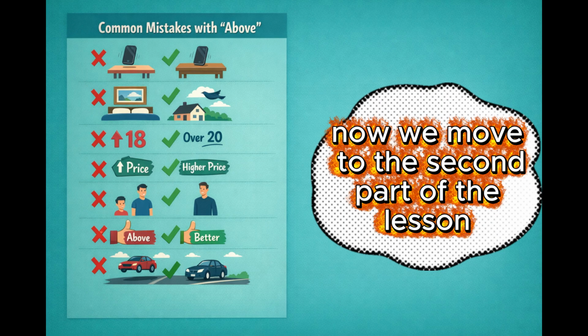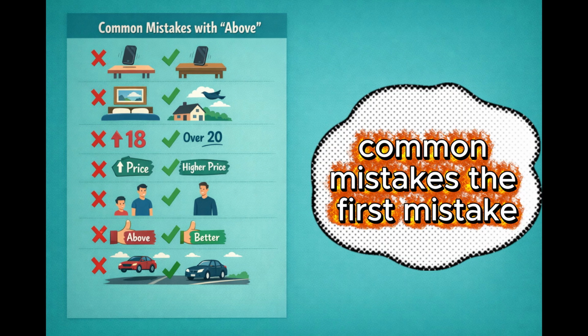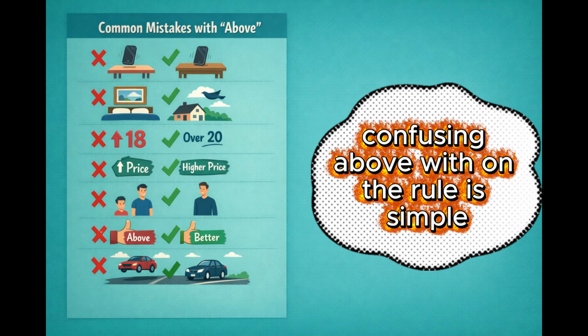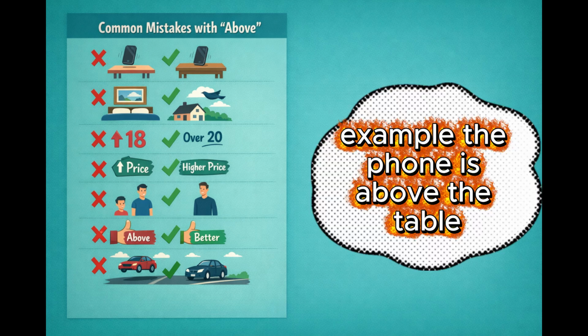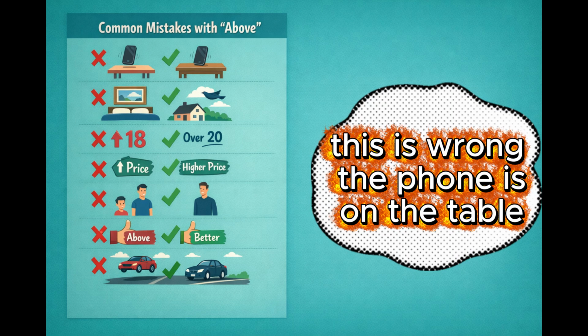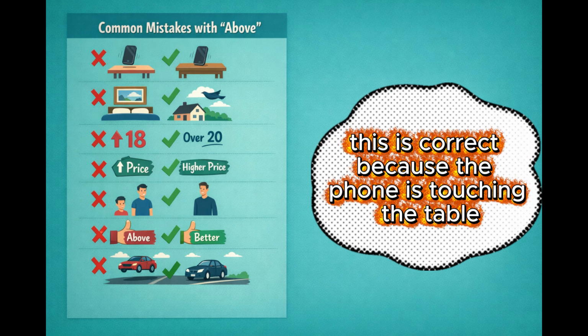Now we move to the second part of the lesson, common mistakes. The first mistake: confusing above with on. The rule is simple. Above means no touching, on means touching. Example: the phone is above the table. This is wrong. The phone is on the table. This is correct, because the phone is touching the table.